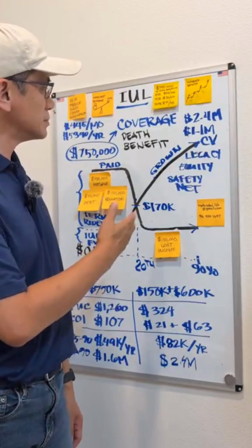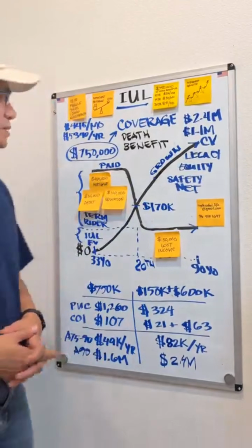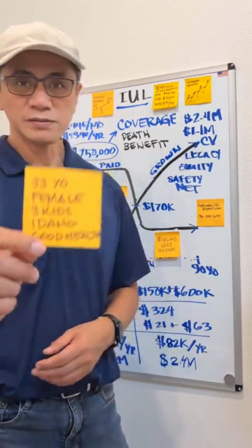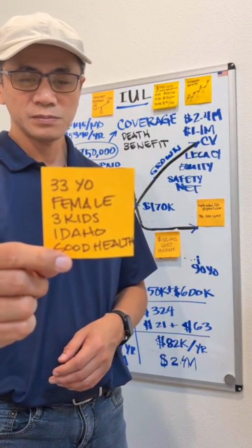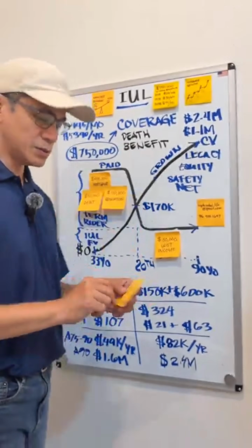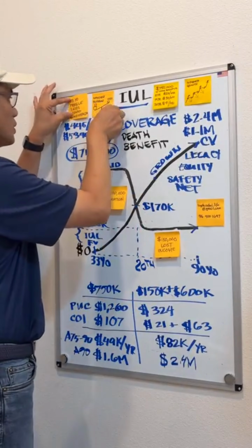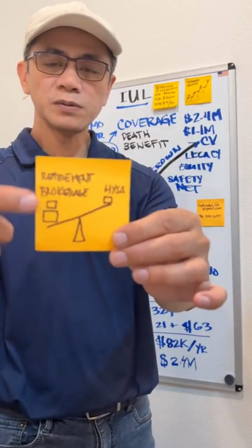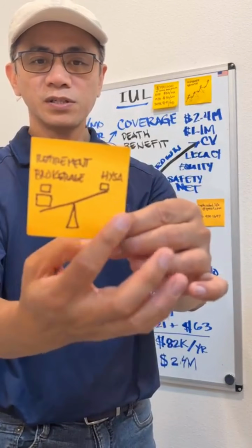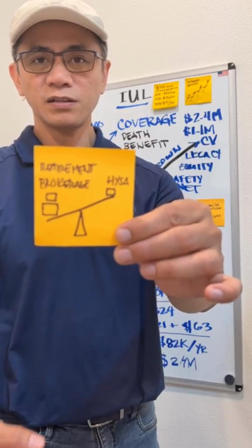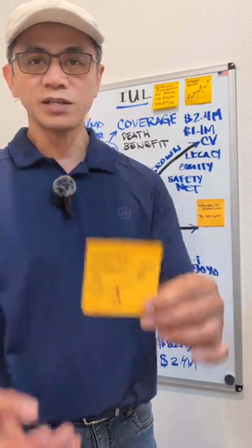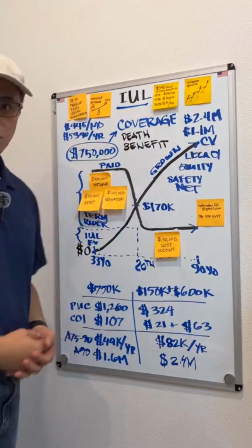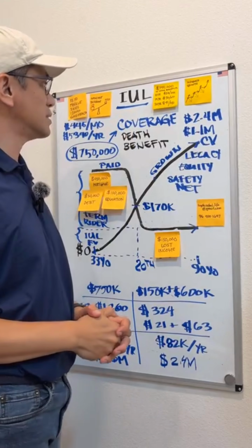Let's continue the deep dive into this case study for this client profile for a 33-year-old mom with 3 kids living in Idaho. We are balancing out our portfolio, which is heavy with retirement and investments and lacking in financial protection. So we're adding permanent life insurance, and I'm using an index universal life in this case.